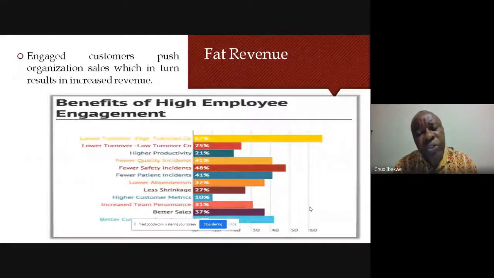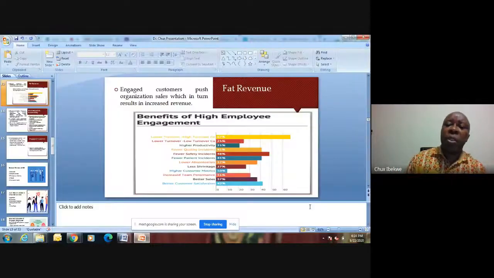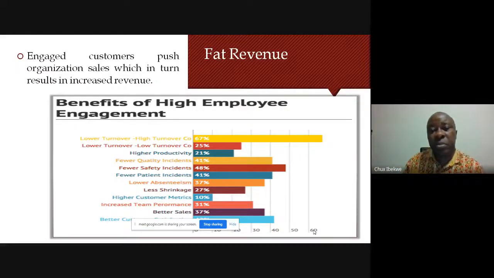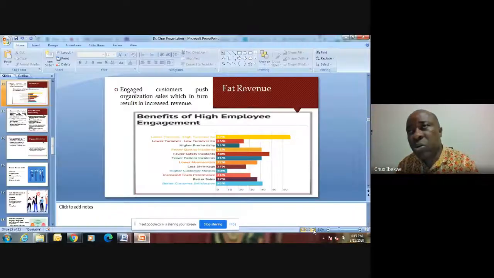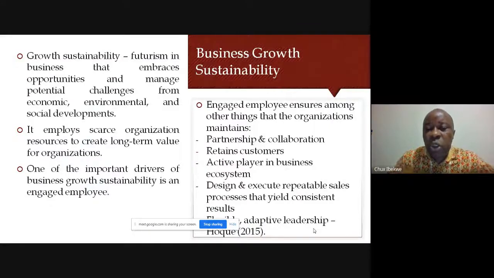Engaged employees also result in sustained business growth. What do we mean by growth sustainability? Growth sustainability talks about futurism in business, which embraces opportunities and manages potential challenges from economic, environmental, and social developments. It employs scarce organizational resources to create long-term value for the organization.